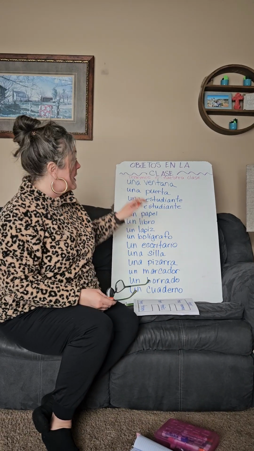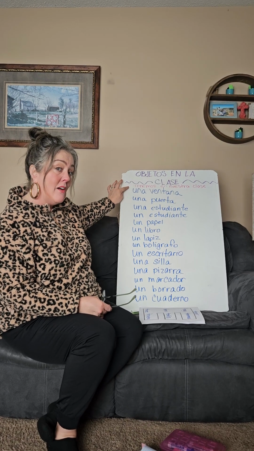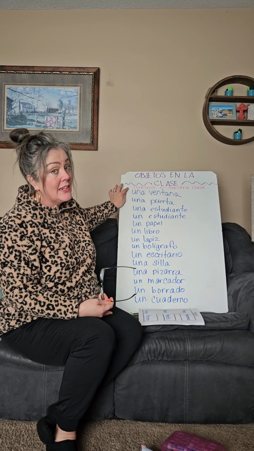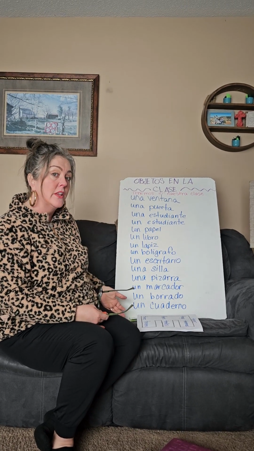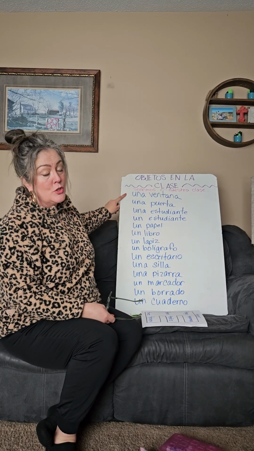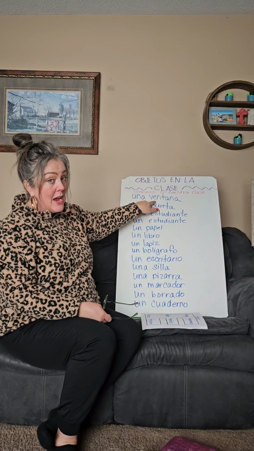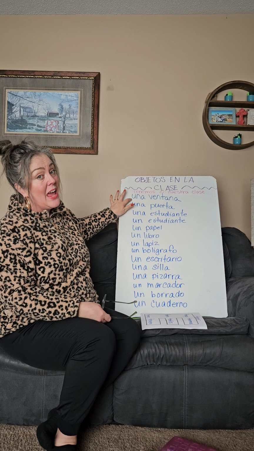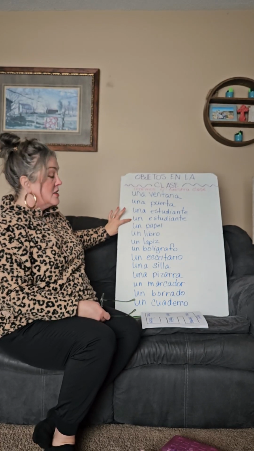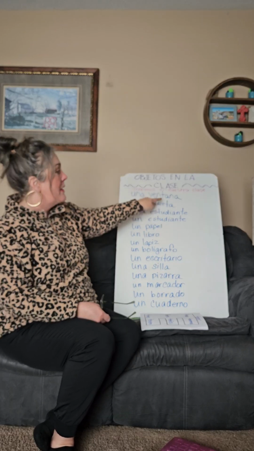So our sentence this week is tenemos en nuestra clase, which means we have, tenemos, in nuestra, our, clase, class. And then these are the words that will fill in to that sentence. So moving right along, una ventana, which means window. It's a feminine noun, so you use the article that ends in a. The article un is masculine, but since this is a feminine noun, we're using una ventana.